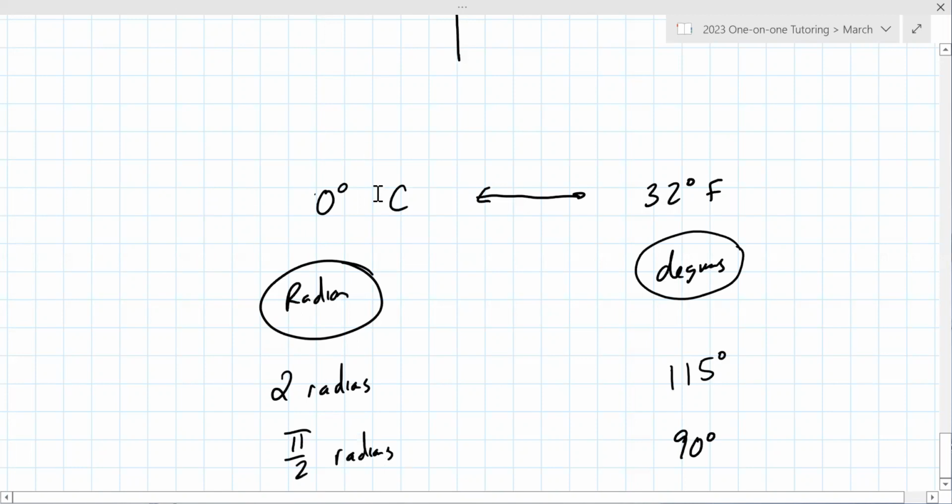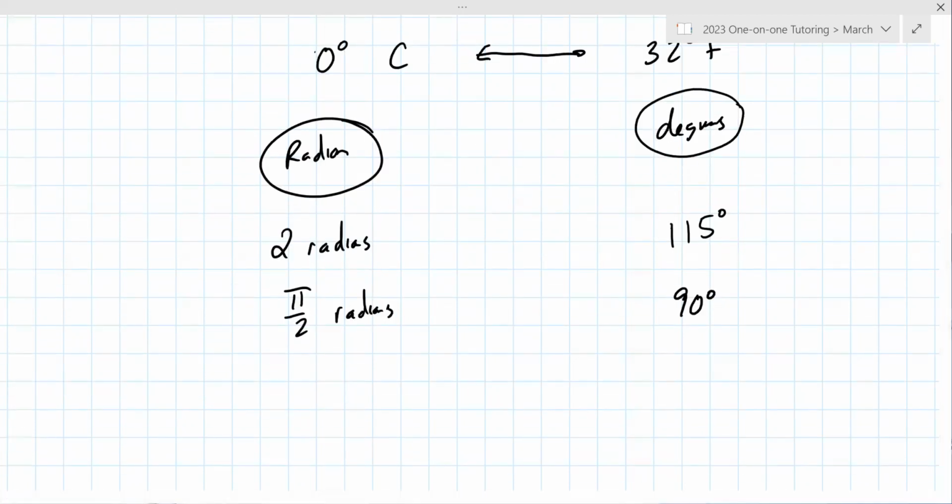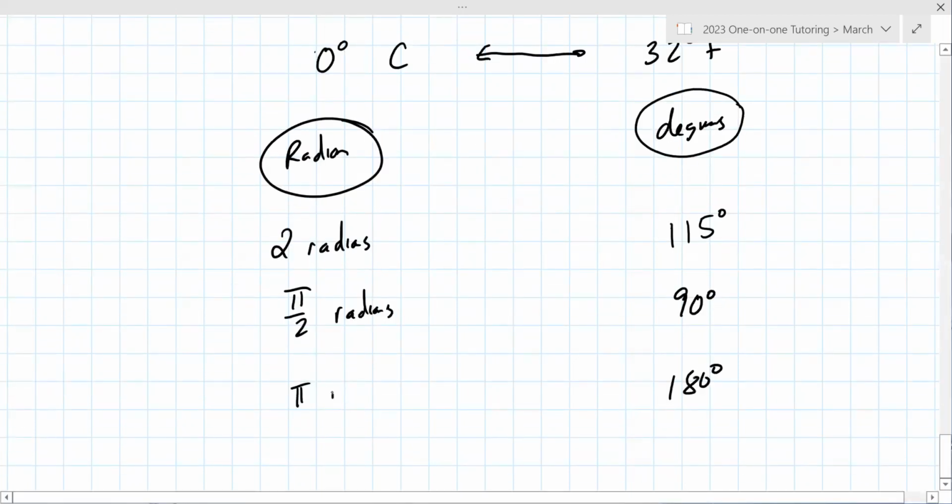Well, you already converted that. But do you see that these are the same? Like we did 180 degrees as pi radians. 270 degrees was 3 pi over 2 radians.